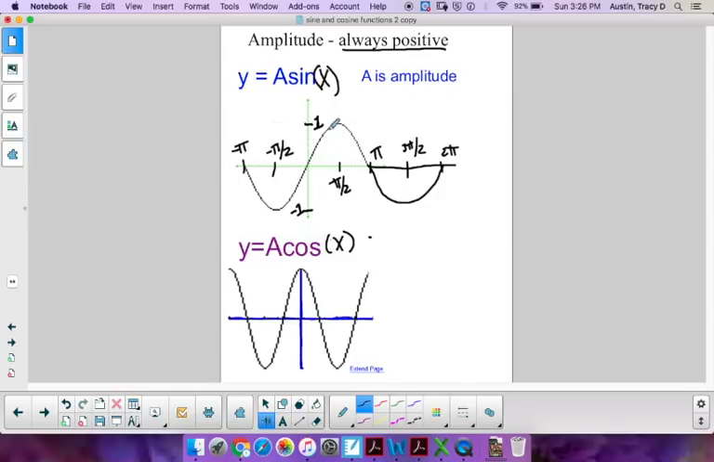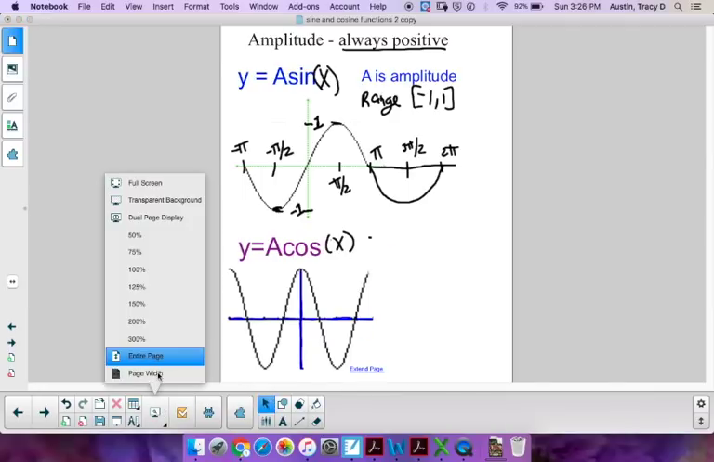Okay, so notice that it has an amplitude of 1, right? It goes from -1 to +1, which, by the way, is also the range. If I wanted to know the range of my normal sine function, it goes from -1 to 1. Okay, so let's see what else I have in store.